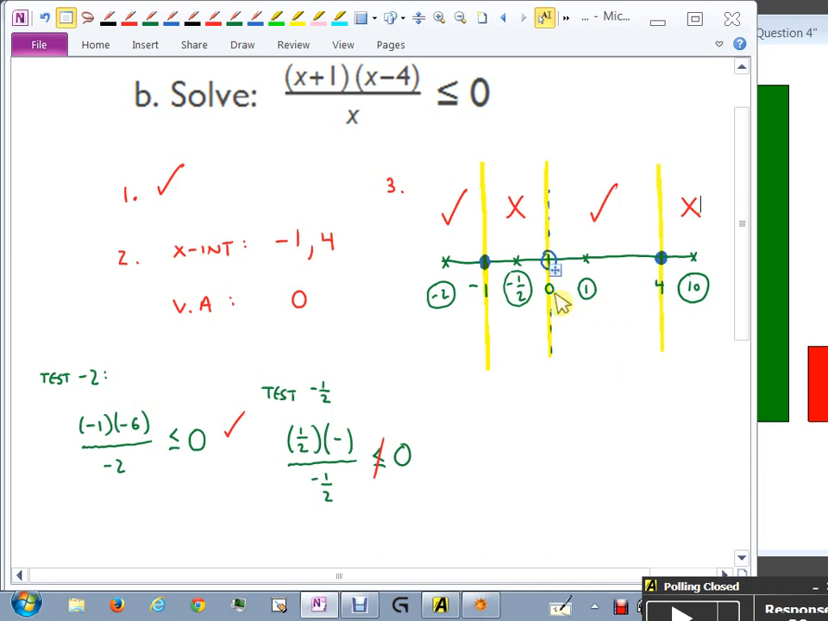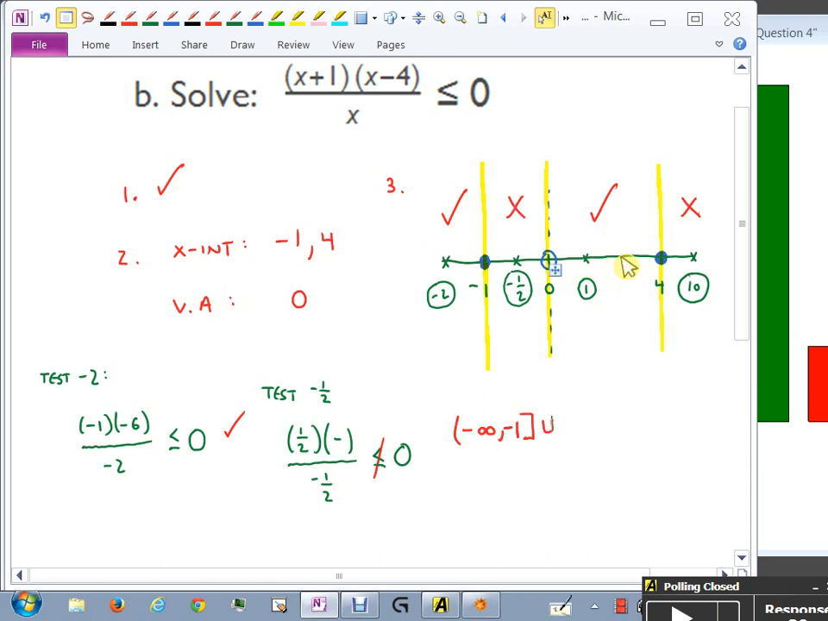All right, so how do I write the answer? Look, we want to know when it's less than or equal to 0, right? We know that this region over here works. So that's -infinity all the way to where? -1? Included or not included? Included. And I can include it because it's a solid dot. So -infinity to -1 bracket, union.